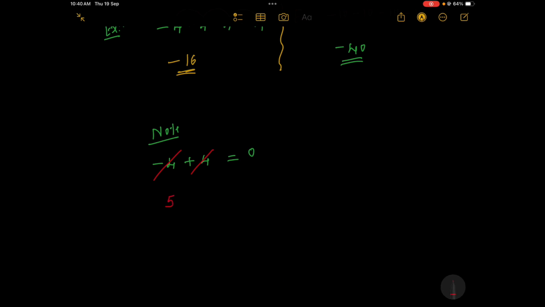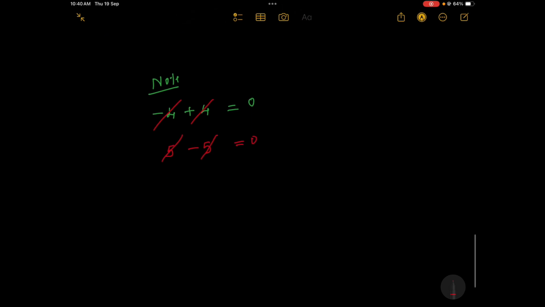Suppose it is 5 minus 5, what can we do? We can cancel chakachak and we'll get 0. Suppose it is minus 10 plus 10, what shall we do? We can cancel chakachak and we'll get 0. Suppose it is m and minus m, where m is a variable here. Again we can cancel, plus m minus m gets cancelled, we get 0.